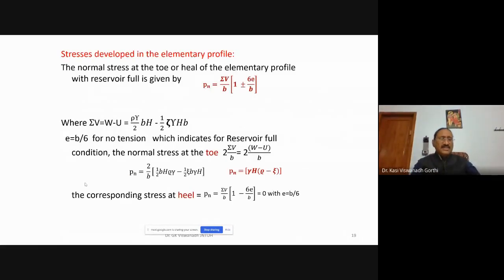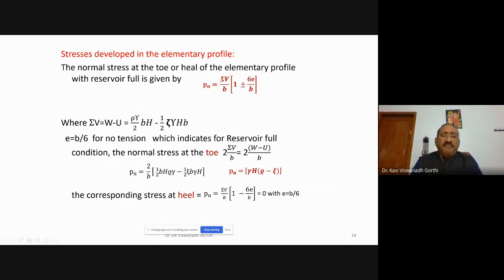So what are the various stresses that are developed in this elementary profile? We have seen the normal stress Pn is given by sigma v by b into 1 plus or minus 6e by b. If you use the plus sign, you will be getting the normal stress at the toe. If you use the minus sign, you will be getting the normal stress at the heel.